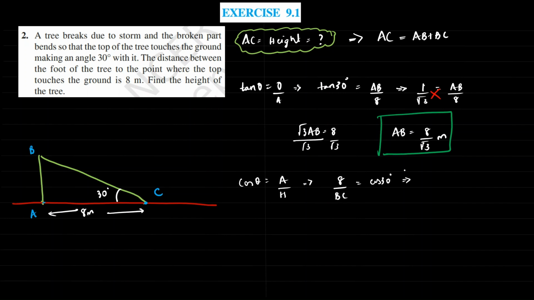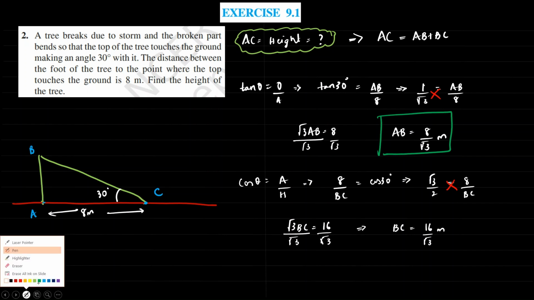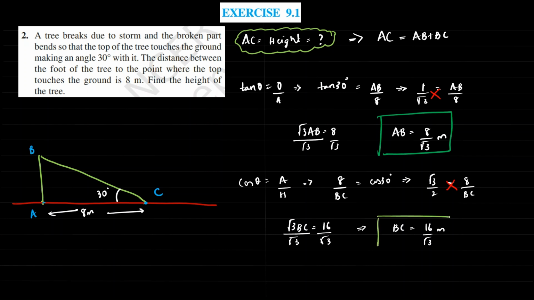And what is cos 30 degrees? Cos 30 degrees is square root of 3 over 2. Square root of 3 over 2 is going to be equal to 8 over BC. And again, you can cross multiply. So you would be getting the value of square root of 3 multiplied by BC, and that's going to be equal to 16. Divide both sides by square root of 3, and you have the value of BC as 16 divided by square root of 3 meters. And you can put a box around it.